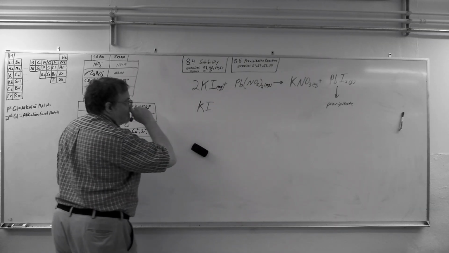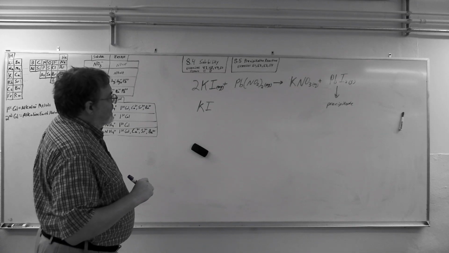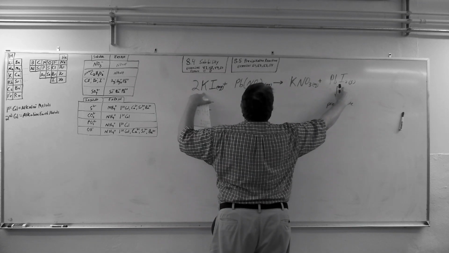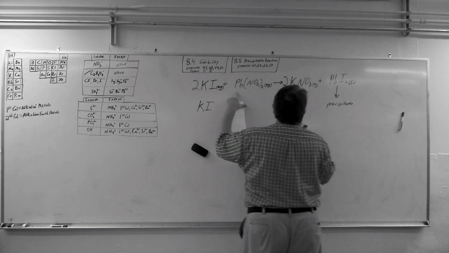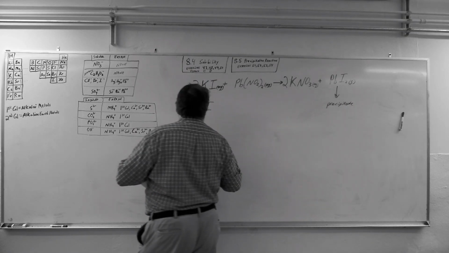Oh, there is a little bit of balancing to do here. Some of these you'll have to balance. There's 2 Ks, and there's 2 Is, and there's 2 NO3s. I think that's all I have to do. There's only 1 lead. So now it's balanced.